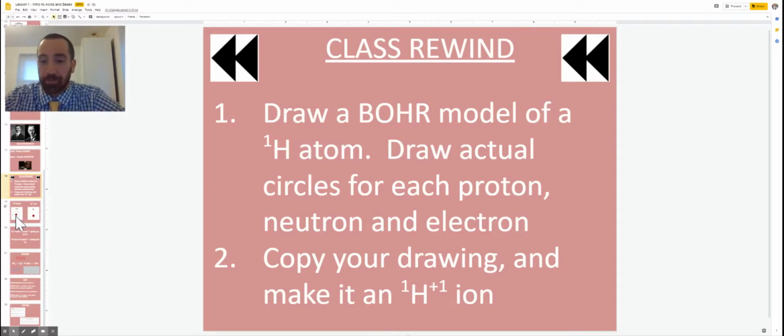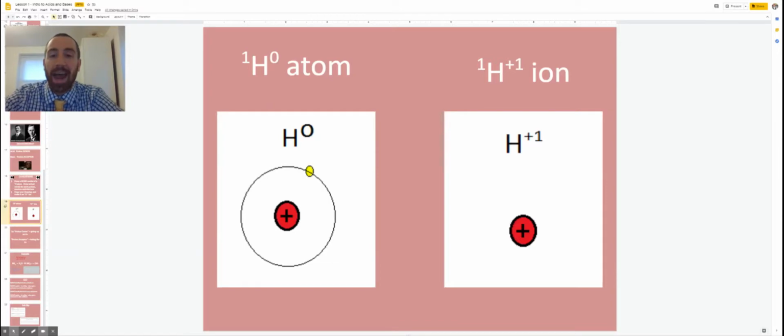Here's what you should have drawn. Your hydrogen 1 atom is 1 proton, no neutrons, and 1 electron. That's it. That's your hydrogen 1 atom, meaning which isotope is it? It's the isotope that has no neutrons, because its mass of 1 comes only from the proton. So this is a hydrogen 1 atom: 1 proton, 1 electron, with no neutron.